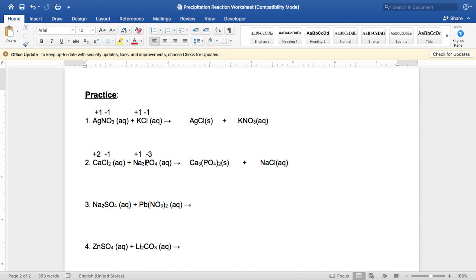Remember that if it's a polyatomic ion, do not change it. If it's NO3, keep it as NO3. If it's PO4, keep it as PO4. If you ever have multiple, you must put it in parentheses.